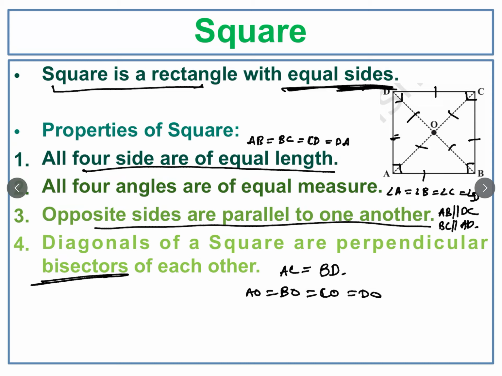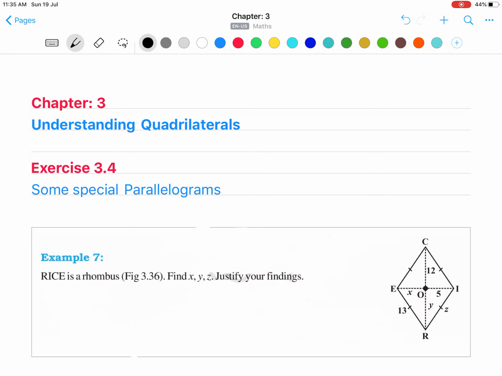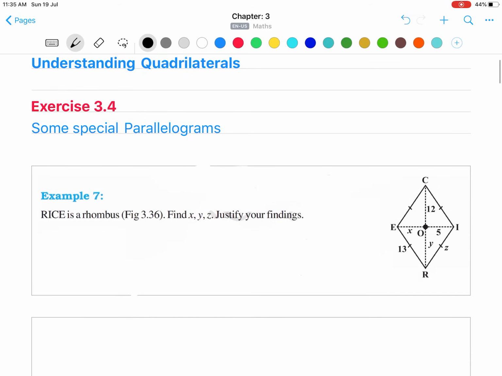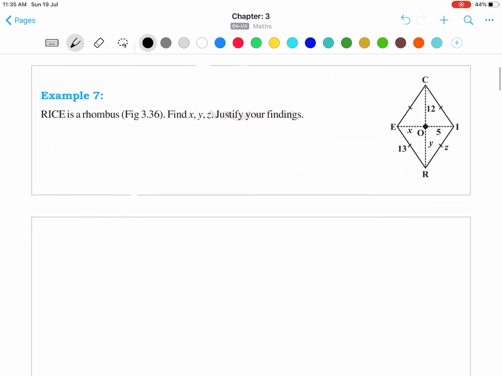Now based on this we have two examples, then we will start the exercise 3.4. So let's do the example first. This is chapter number 3, understanding quadrilaterals, and exercise 3.4, some special parallelograms. Before that, we have example number 7, which says RICE is a rhombus as given in the figure. Find x, y, z and justify your findings.